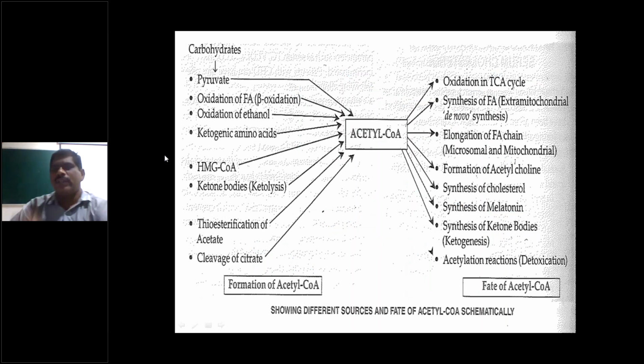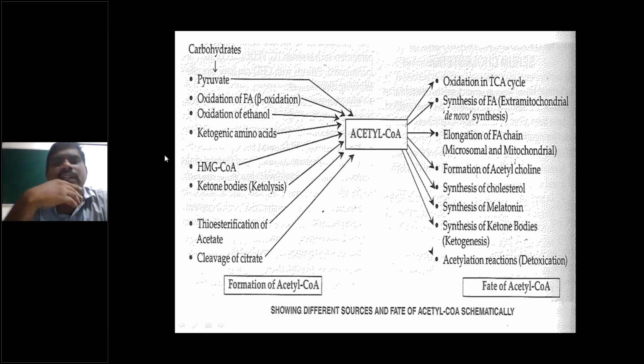So let us closely observe the fate of this acetyl CoA. Acetyl CoA is oxidized in the TCA cycle, and used for synthesis of fatty acids and elongation of the fatty acid chain, formation of the neurotransmitter acetylcholine, synthesis of cholesterol, synthesis of melatonin, and synthesis of ketone bodies. It is also required in detoxification reactions and acetylation reactions.